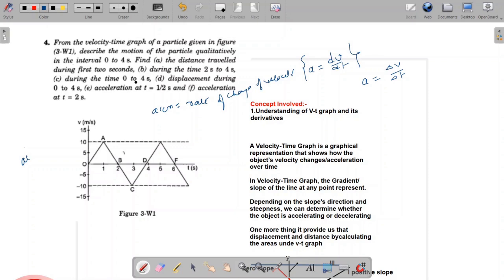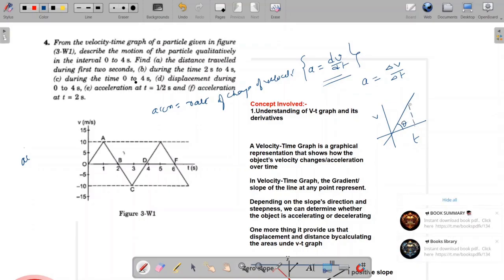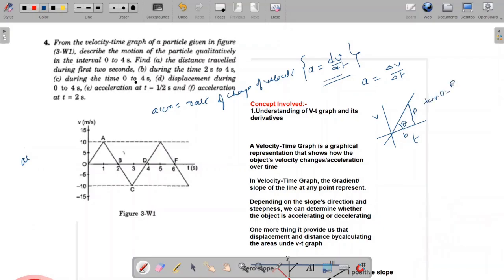Now, before actually jumping into the problem, let us try to understand what this VT graph can provide us. As you all know, acceleration is nothing but dv by dt. So if I draw a v-t graph, then the slope of the v-t graph will give you the acceleration. This tan theta, this theta is the slope of the graph, and this is the height, the perpendicular, and this is the base. Then tan theta can be written as perpendicular by base. So this tan theta is nothing but the acceleration.